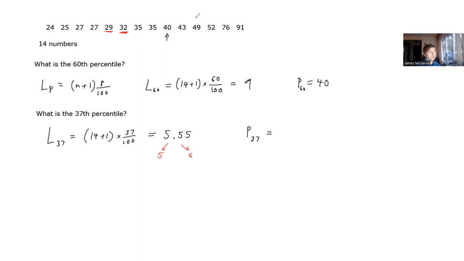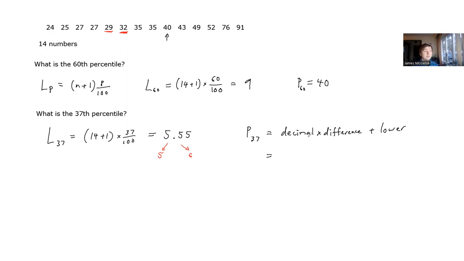And so what we're going to do then is we're going to do the decimal times the difference plus the lower. Okay, so different profs explain this formula different ways. This is my favorite way to explain it. The decimal times the difference plus the lower.